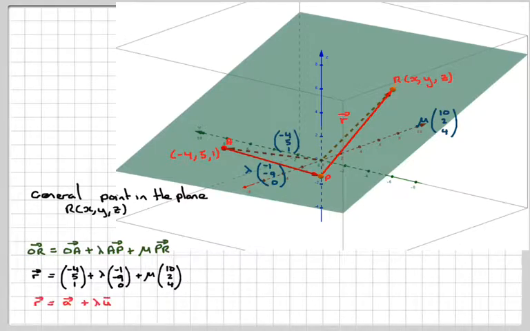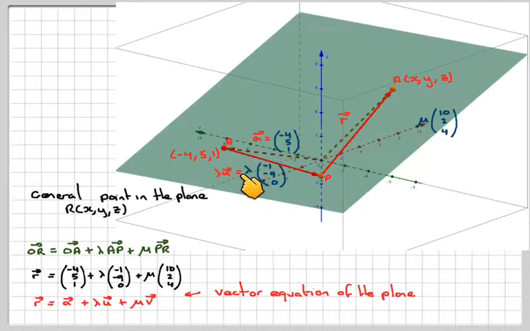So the general form is R will be some point in the plane plus some multiple of a vector in the plane plus some other multiple of another vector in the plane. And this is called the vector equation of the plane. So going back, this is vector A. This is vector lambda u. And this is vector mu times v. And this is the general form of the vector equation of a plane.